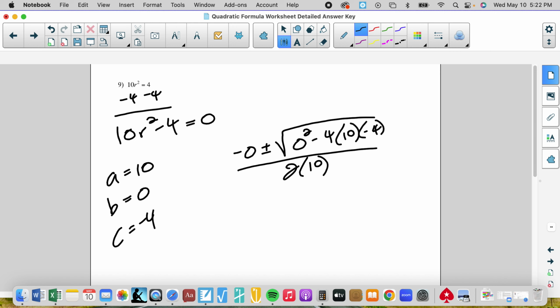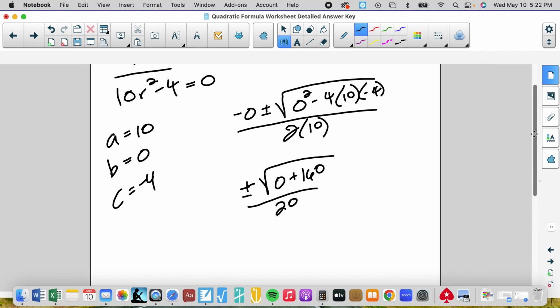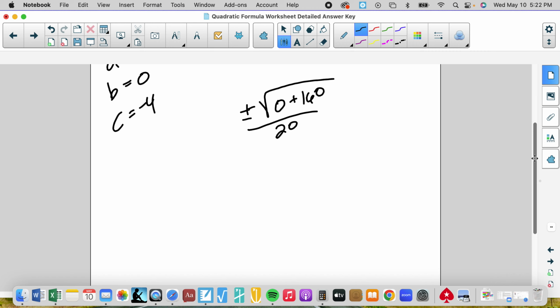The negative 0 goes away. You're left with plus or minus square root of 0 minus negative 160, over 20. 2 times 10 is 20. Negative 4 times 10 is negative 40. Negative 40 times negative 4 is positive 160. So you get plus or minus the square root of 160 over 20.